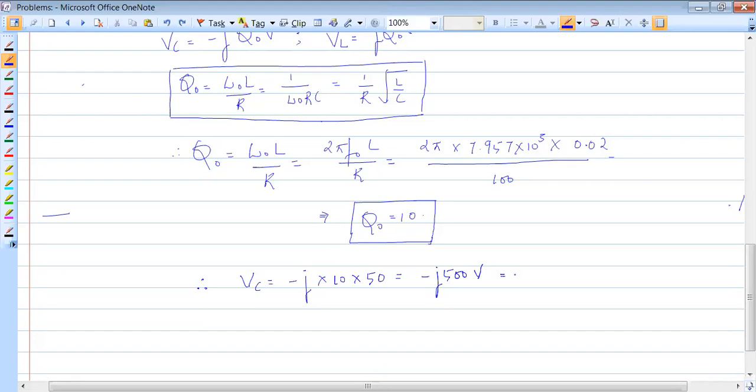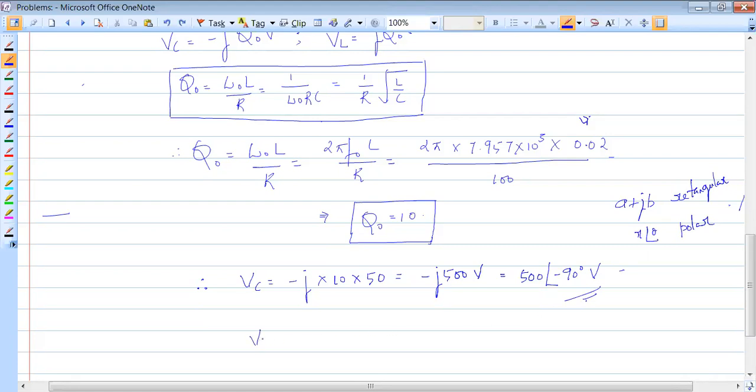Okay, so this is in rectangular form. You can keep the same in polar form also. What is polar form? R theta form: 500 at an angle of minus 90 degrees volts. What are polar and rectangular I'm talking about? See here, if you have A plus jB, it is the rectangular form of a complex number, and if you have R theta form, it is polar. So we have kept the answer in polar form. Is that okay with you?